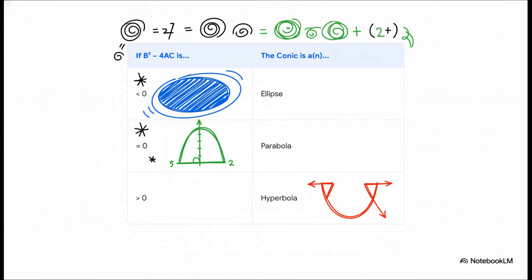So here's the bottom line. This is the ultimate cheat code. You calculate b squared minus 4ac. If the answer is negative, bam, it's an ellipse. If it's 0, it's a parabola. And if it's positive, you've got a hyperbola. Just like that. No messy rotation, no crazy algebra, instant identification.